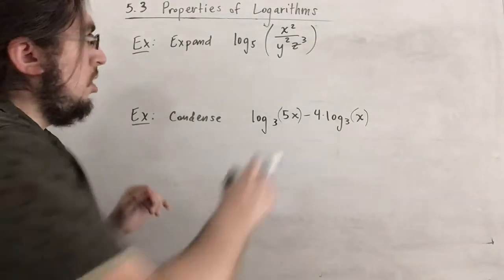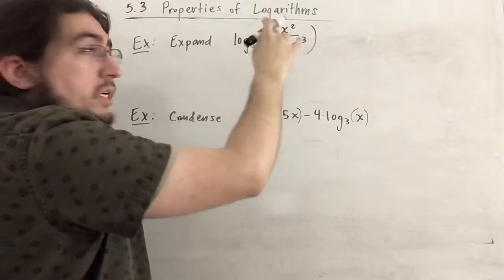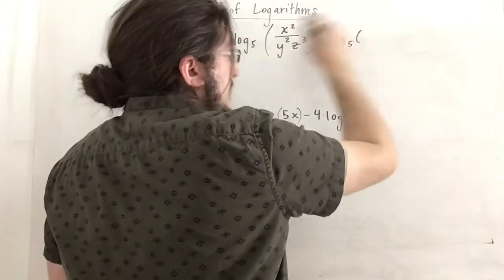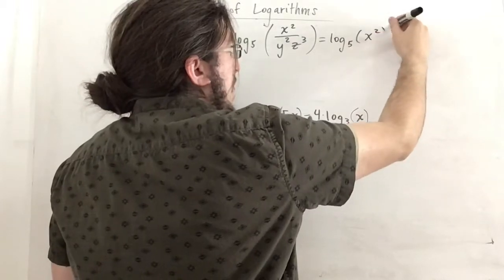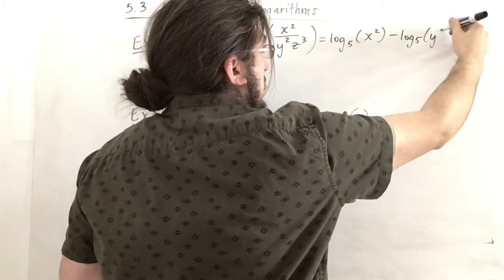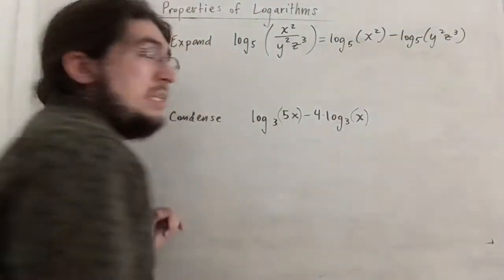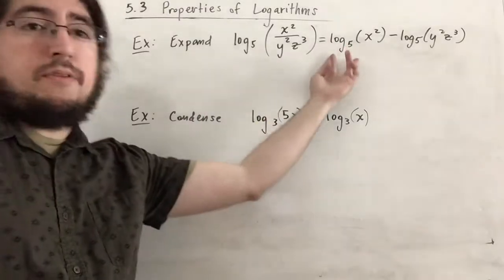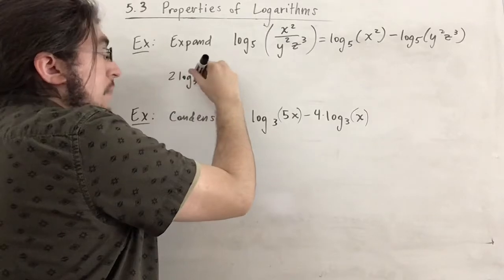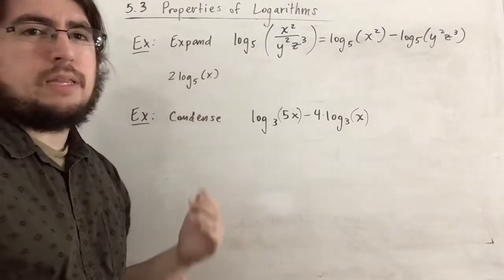So to expand, I'm going to first figure that this is a quotient. So I'm going to write it as, using the quotient rule, log base 5 of the top minus log base 5 of the bottom. And now what? Well, now for the first one, we can bring 2 out using the power rule. So that's 2 log base 5 of x. And again, you don't need the parentheses, but I'm going to write them anyways.